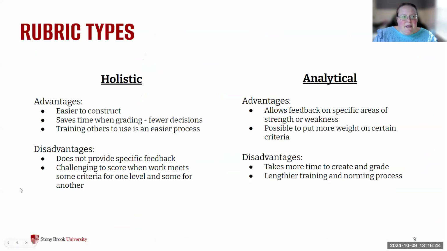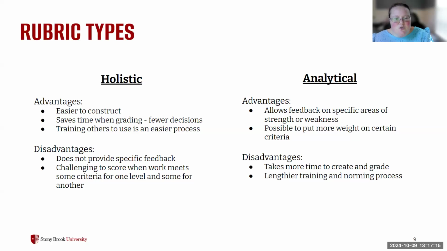So holistic rubrics, one of the advantages, they're easier to construct, right? So you saw with the first one, there were just 4 performance levels that needed to be described. It can save time when grading because it's only one overall decision. And because it's kind of simpler, a little bit less detail, only one decision point, it can be easier to train others to use. The disadvantages, the feedback is less specific.